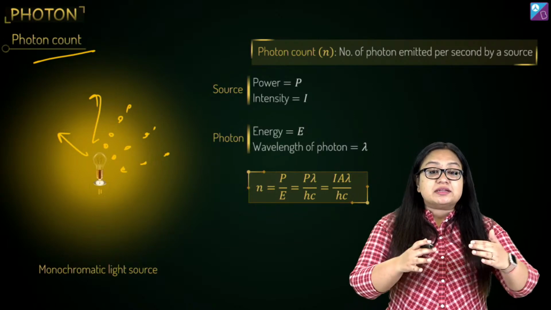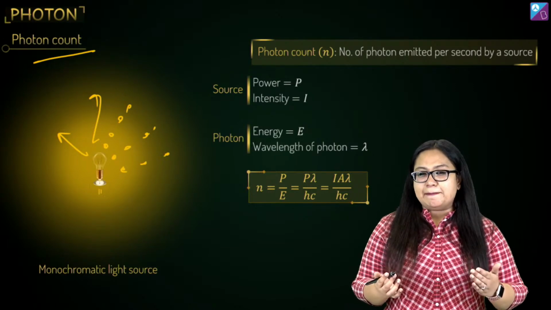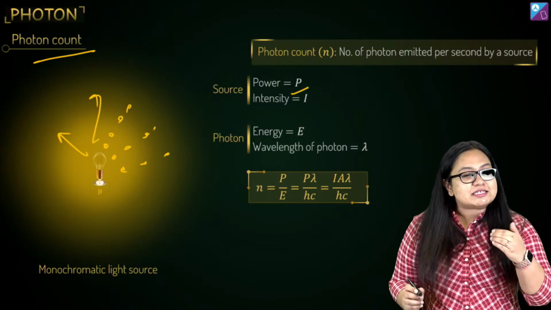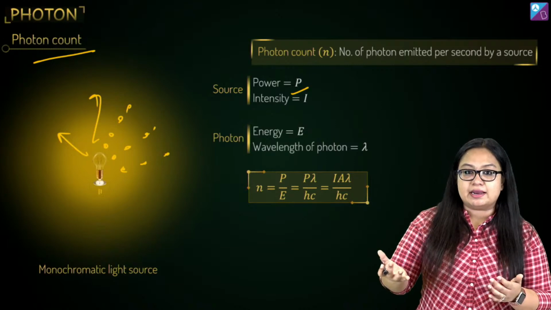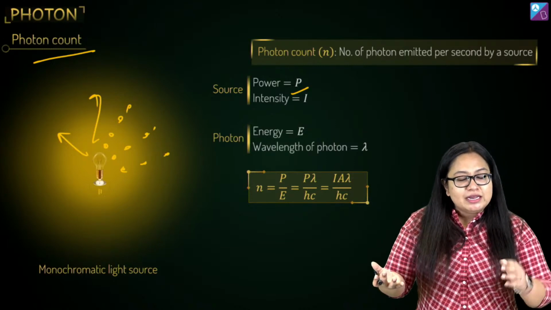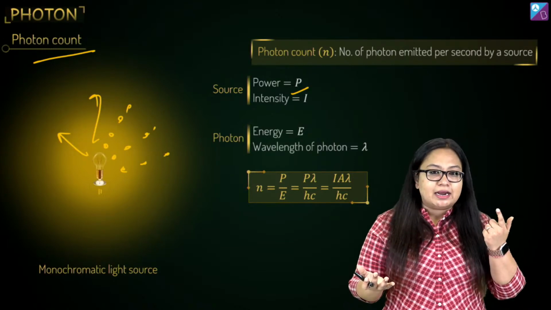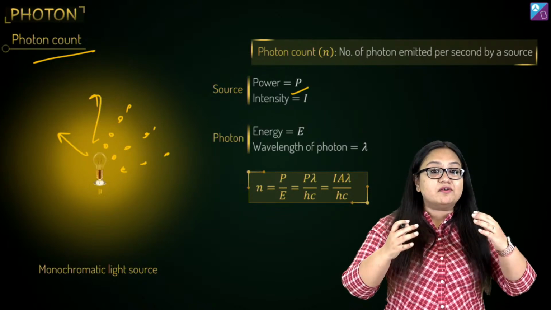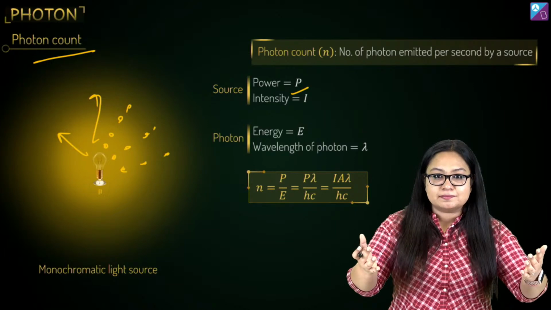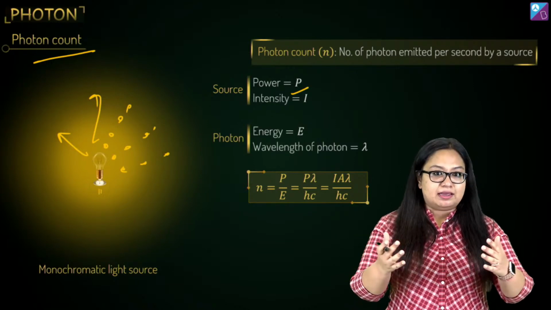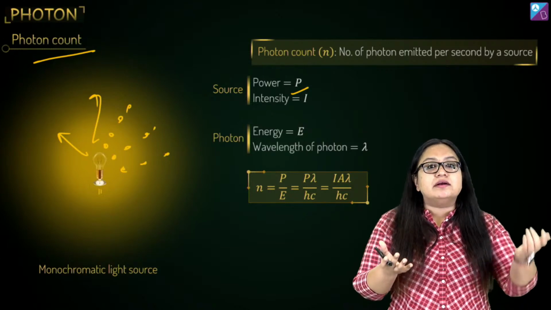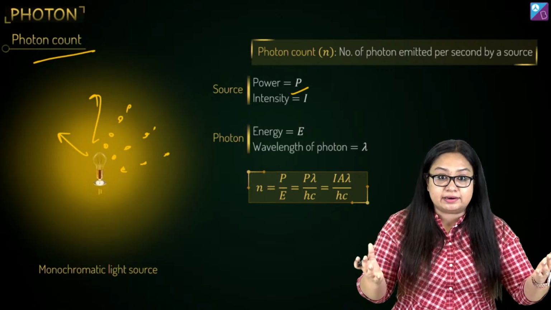Now, if this is how the light is coming out and I know, say, the power of this light source, I know power is P. What is power? Power is energy per second, right? So, if there's a 100-watt bulb, that means 100 joule of energy is coming out per second.